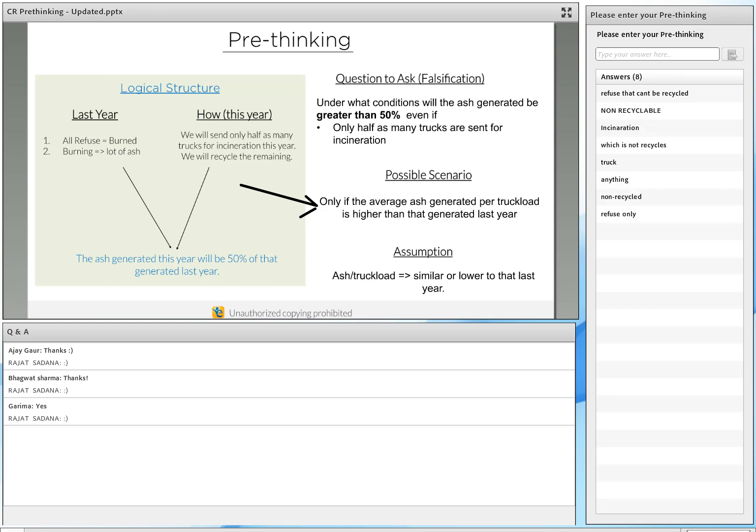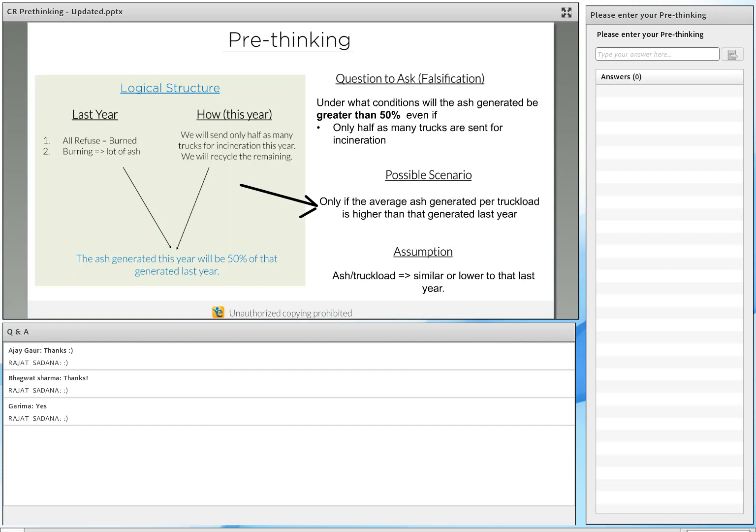No, a truck doesn't generate ash. Incineration generates ash. Burning something generates ash. It's not what is not recycled. It is what's burned that generates ash. Again, this is where you guys are getting confused. Anything that's burned, that's in. If you put stuff in landfill, it doesn't generate ash. It may not be recyclable. I don't care. As long as you're not burning it, you're not going to generate ash.